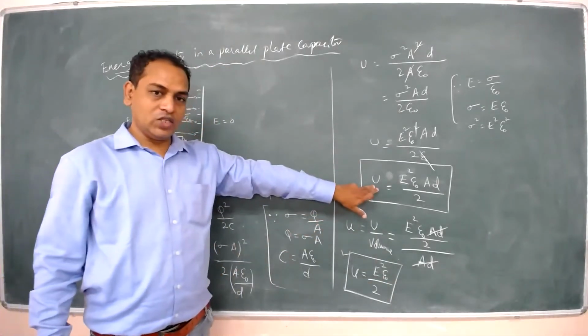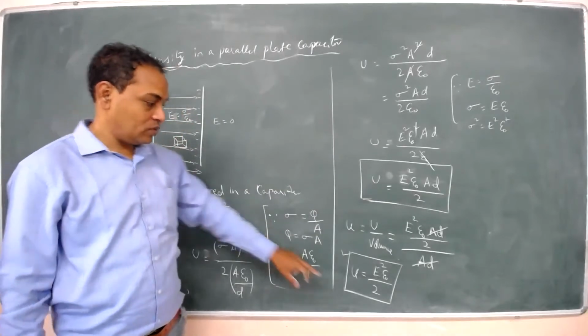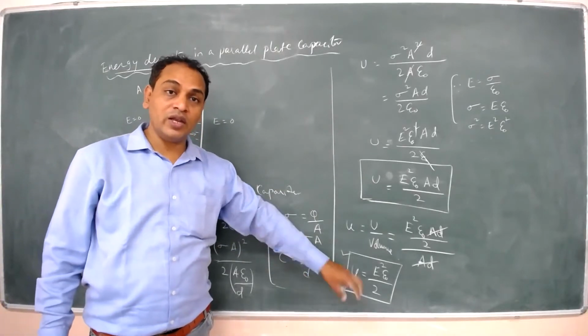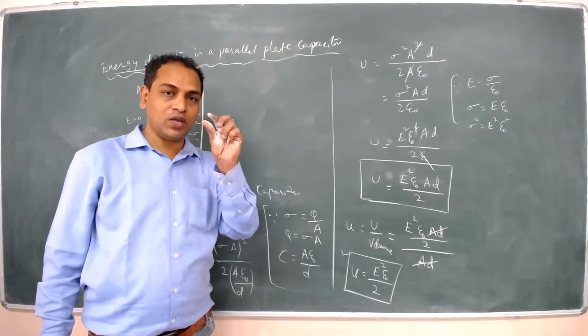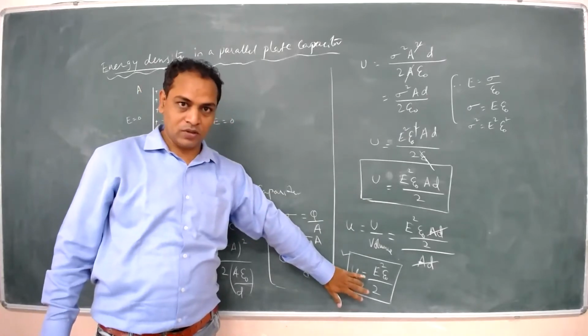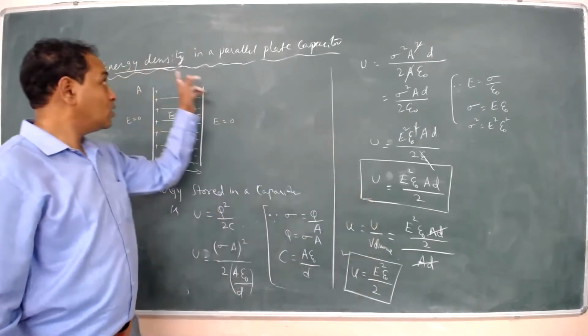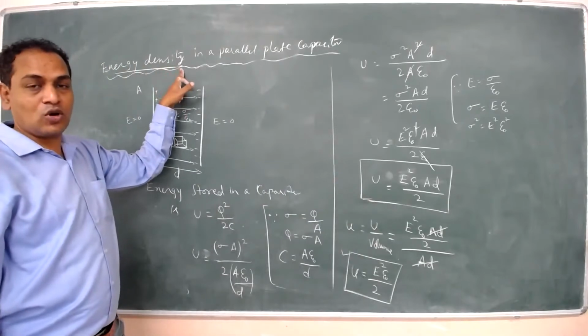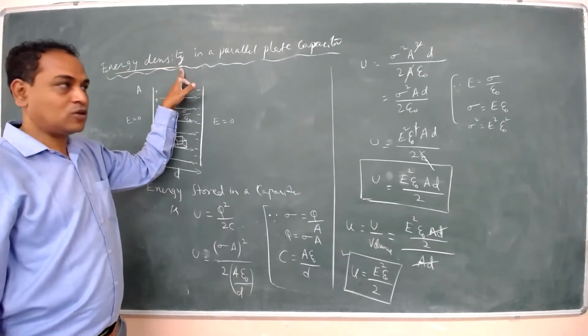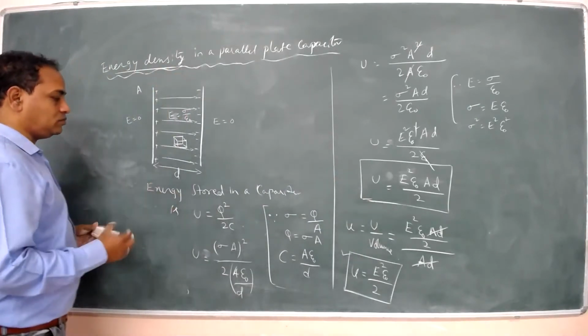So, this is the expression for our energy density. This is the total energy between the two plates. This is the energy in unit volume. Energy per unit volume, this is the energy. This is the expression which is called energy density. Okay, fine.